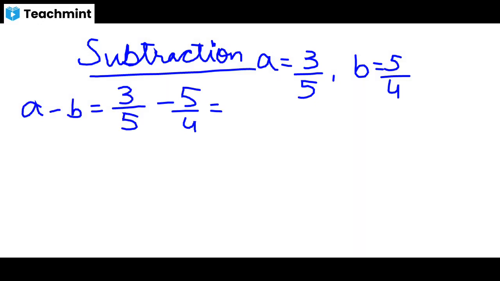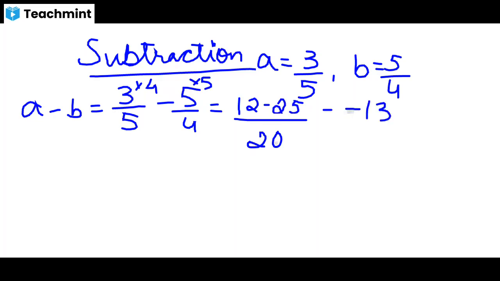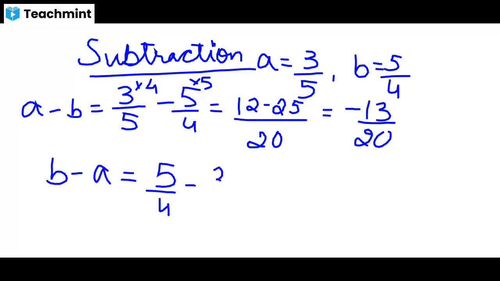5 and 4, 20, ma'am. You are multiplying with 4 here and with 5 here. So what you get? 3 fours are 12 minus 25. So 12 minus 25, what you get? Minus 13 by 20. Now check with b minus a, what you get? 5 by 4 minus 3 by 5.